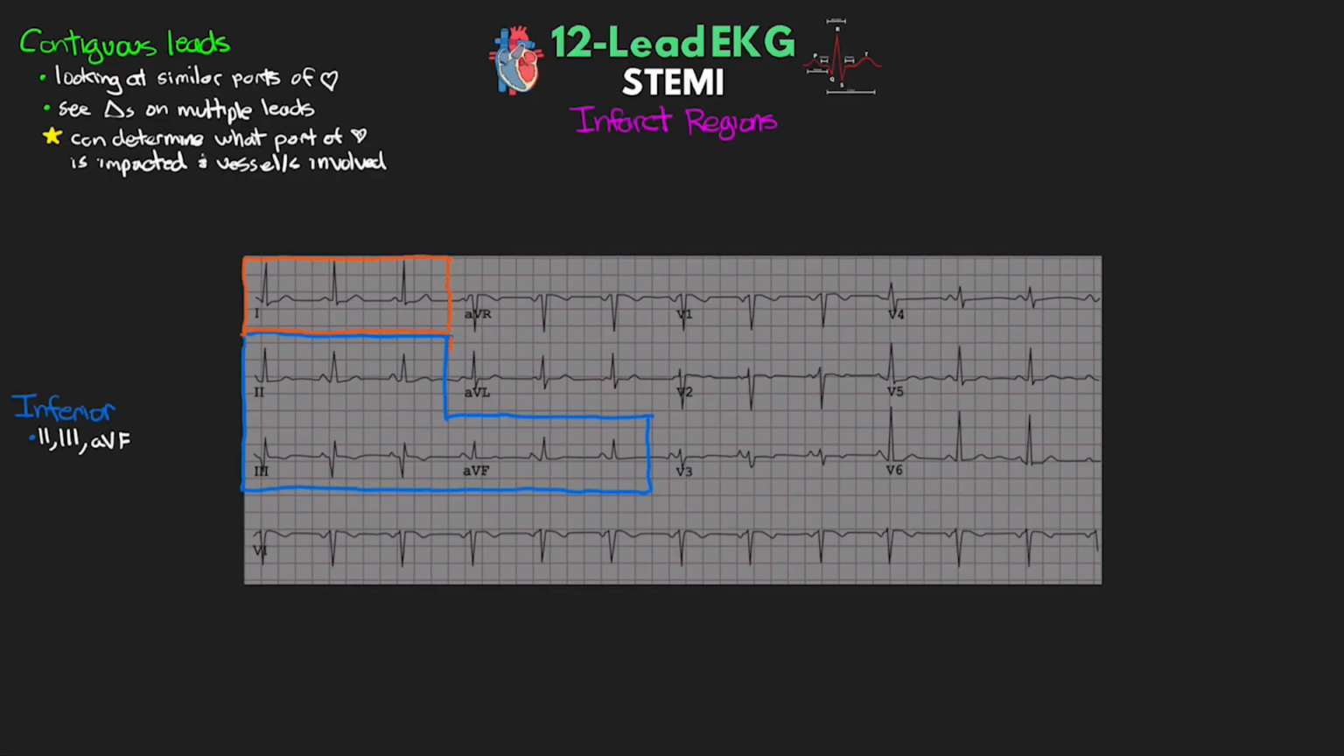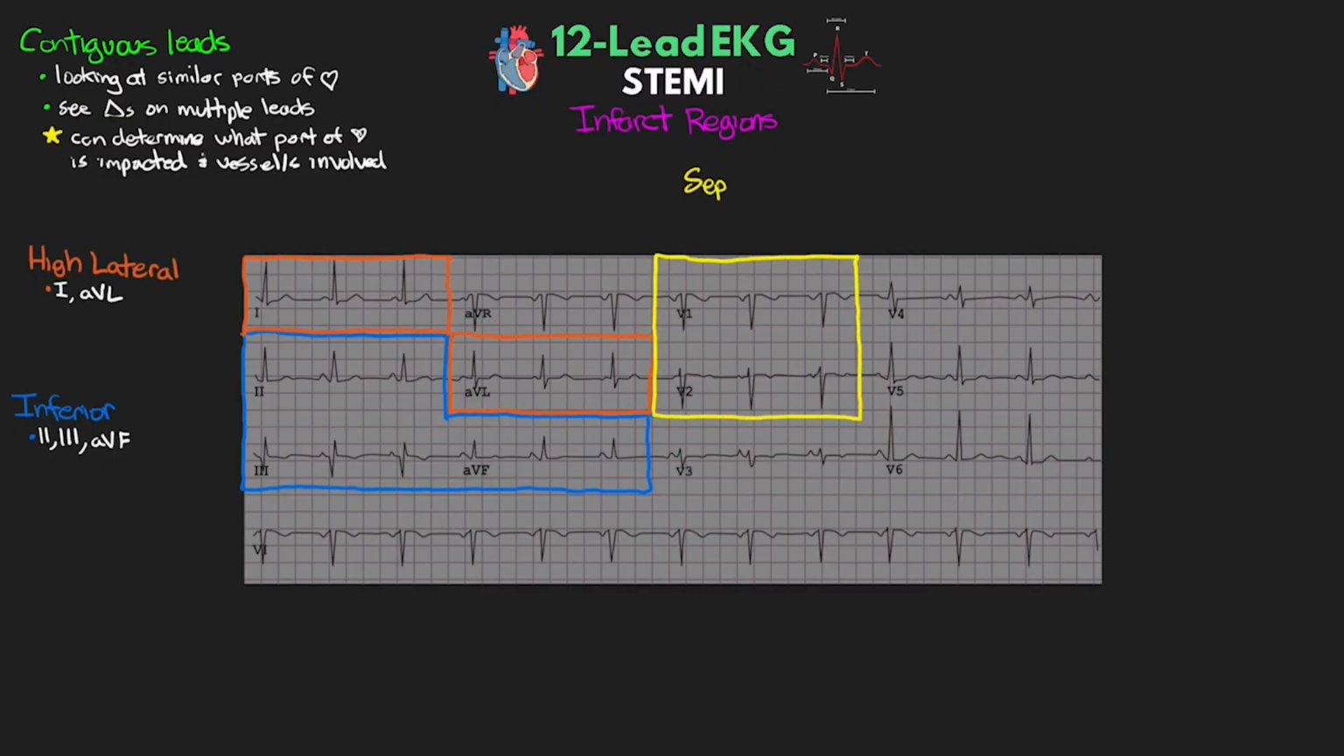Now leads 1 and AVL are what we consider the high lateral wall. V1 and V2 are our septal leads, looking at the septum, as well as giving us some anterior view. V3 and V4 are what we call our anterior leads, looking at the anterior of the left ventricle. And then finally, V5 and V6 are our lateral leads, looking at the lateral side and the apex of the left ventricle.